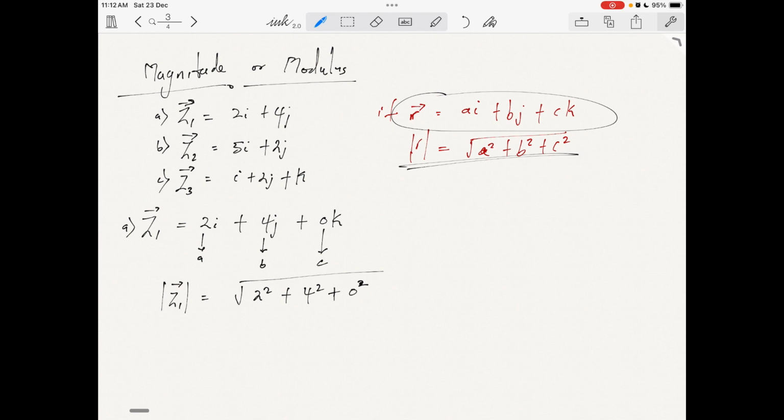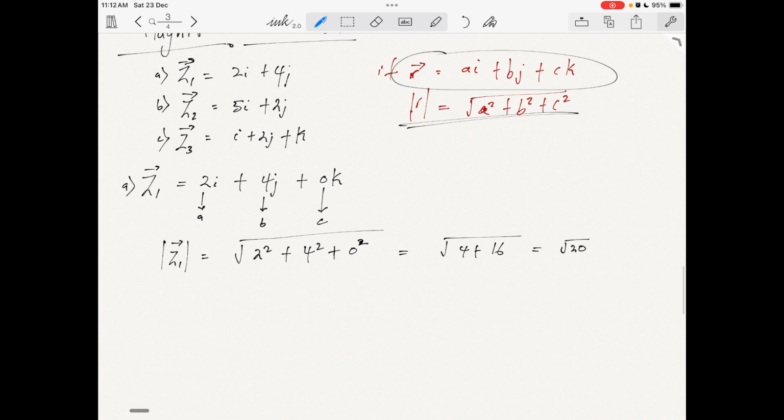Okay, so with respect to that, we will have the square root of 4 plus 16, and we will have root 20. Alright, continuing further, let's evaluate the magnitude of z2. Now we have z2 written as 5i plus 2j. It doesn't have a k component, and you can just write it as 0k. Now we know that this is our A, this is our B, and this is our C.